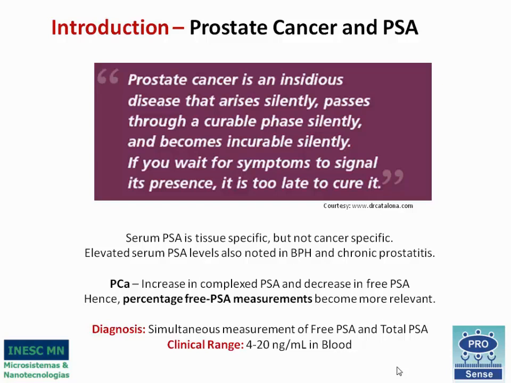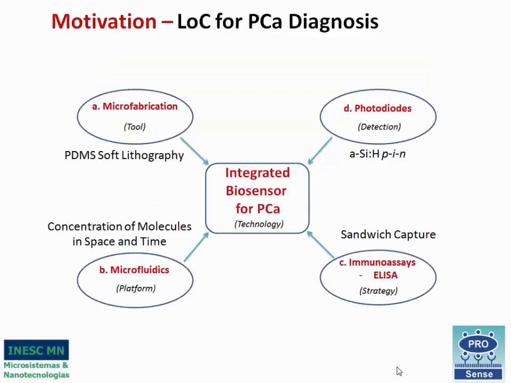For clever measurements, diagnostic methodologies now recommend the combined use of both free as well as complex PSA, which is called the method of percentage free PSA. And the clinical range for such measurements lies between 4 to 20 nanogram per milliliter in the blood, which is recognized as the targeted level for biomedical technologies aiming to develop a device for this.